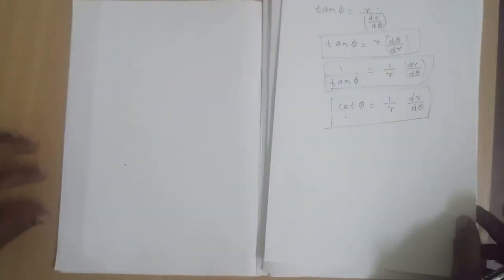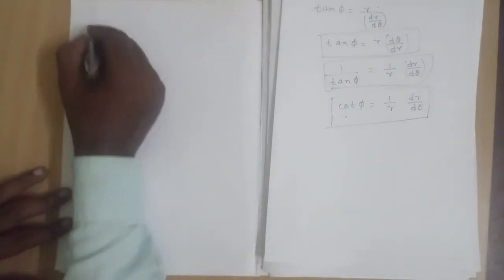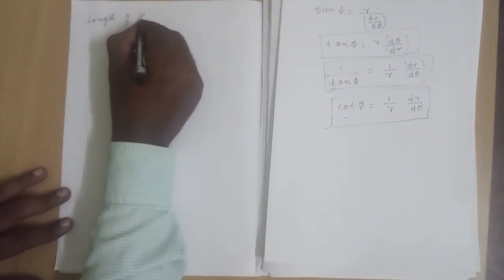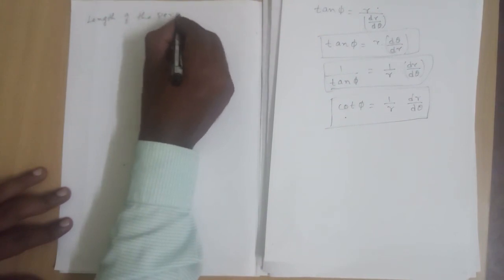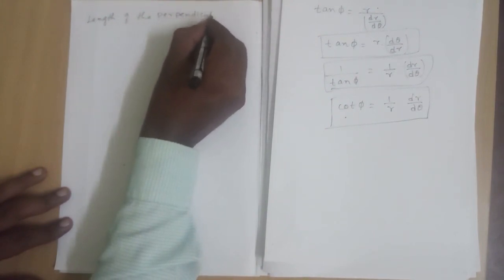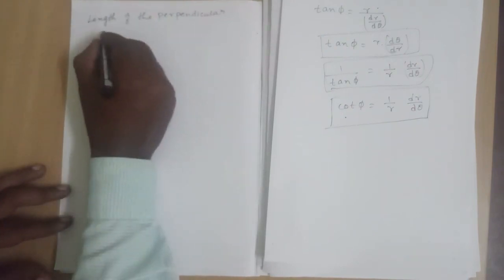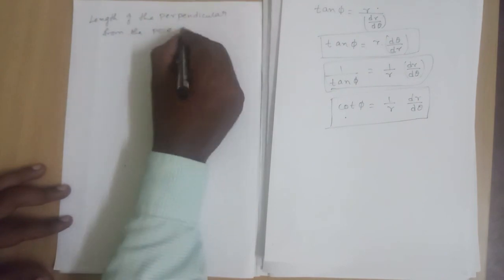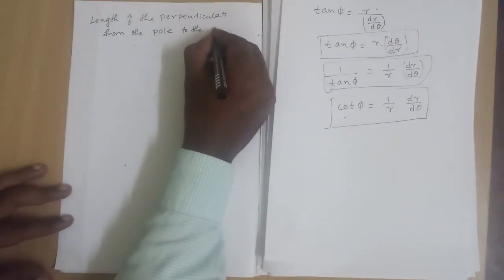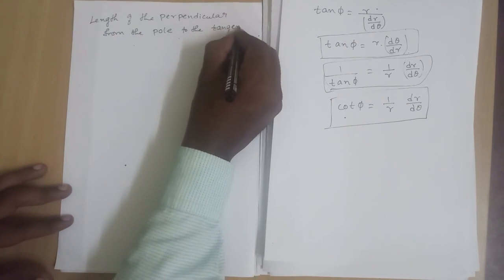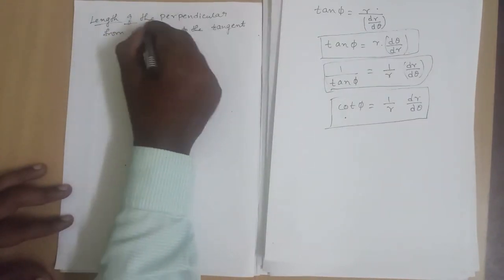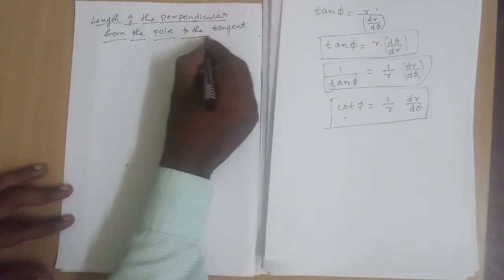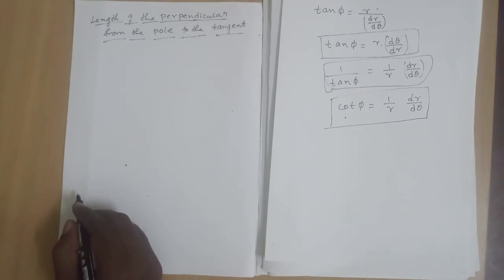Now next, the length of the perpendicular from the pole to the tangent. Length of the perpendicular from pole to the tangent.